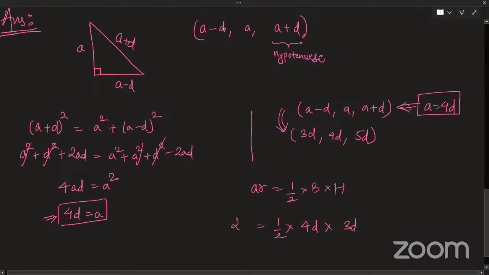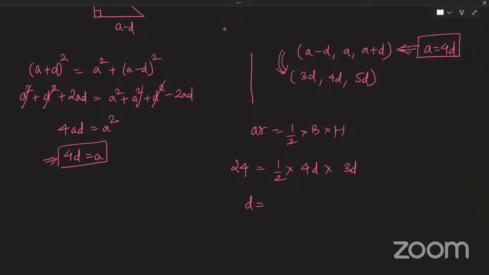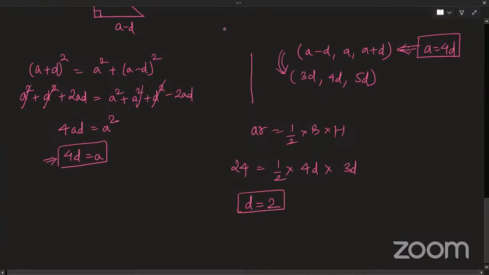This thing is equal to 24, right? So can anyone tell me what is the value of d? Plus or minus 2? It will be only plus 2, not minus 2.